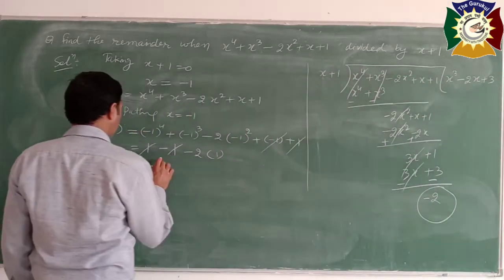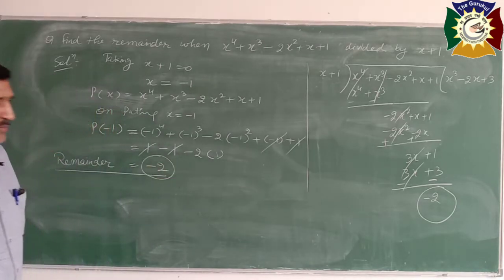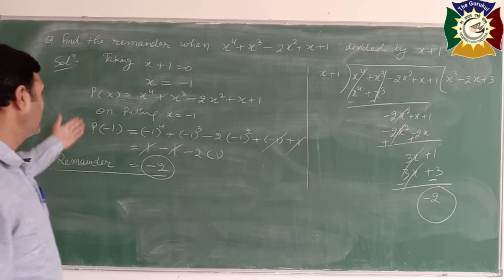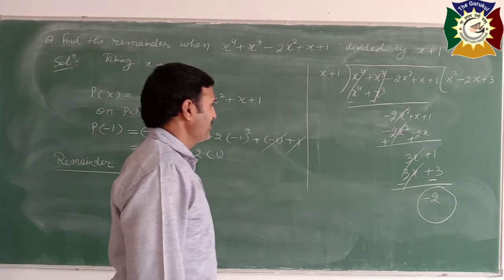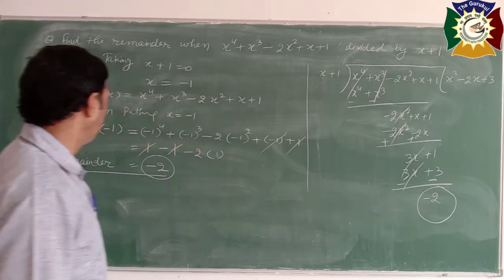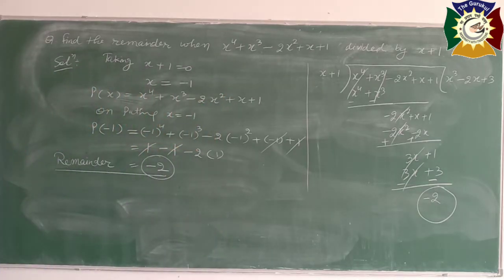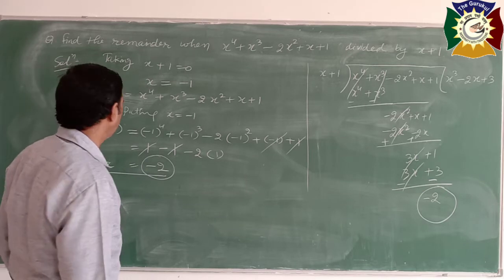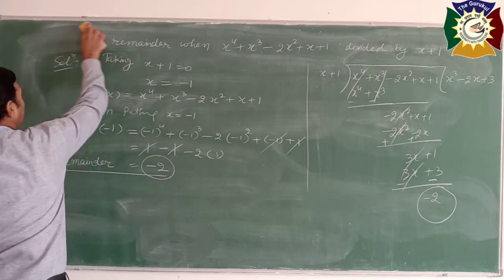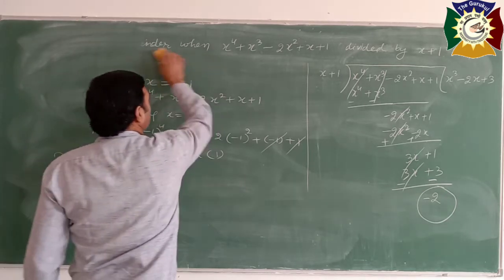Look at these two results. In both the cases the remainder is minus 2. This is with the help of the remainder theorem, and that is by actual division. So we can find the remainder directly when any polynomial is divided by a linear polynomial without performing the actual division. This is an example of the remainder theorem.